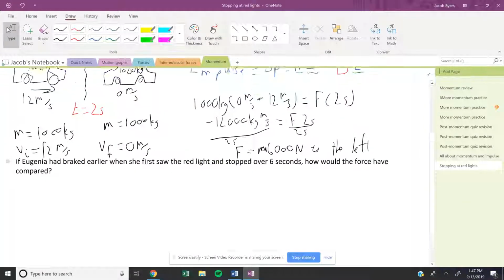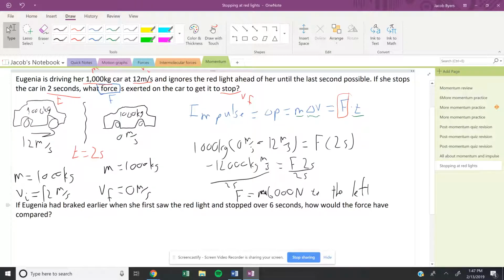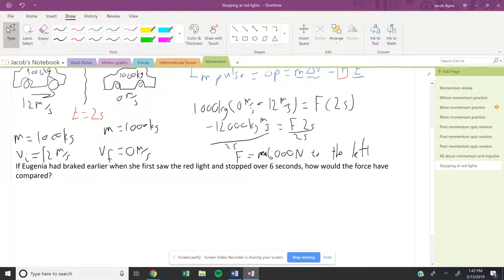So we can compare this to if, instead of stopping in 2 seconds, they stop in 6 seconds. To put this in perspective for you, 12 meters per second is about 40 kilometers an hour. Again, we can draw all this stuff. This situation is all the same. The only difference this time is our time is equal to 6 seconds. The entire situation other than that is identical. So I'm not going to take the time right now to show you how to draw it all out again. And then we solve it just the way we did.